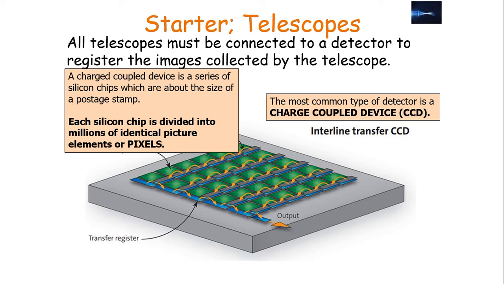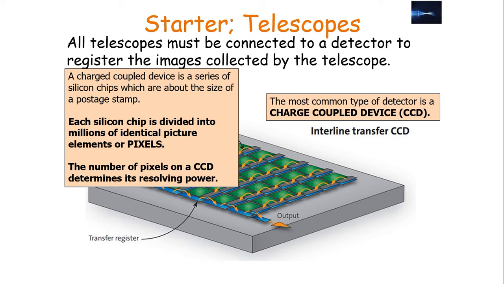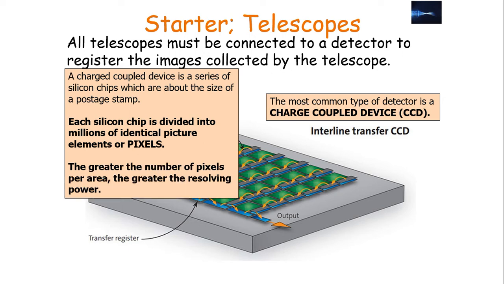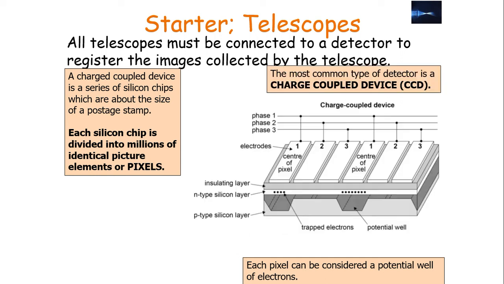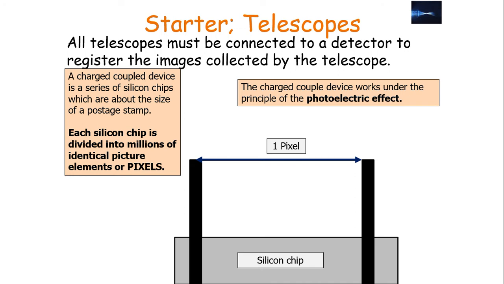You tend to find the standard CCD has 16 million pixels on its particular frame. Now, the number of pixels on a CCD determines its resolving power. The greater the number of pixels per area, the greater the resolving power. Now, each pixel can be considered a potential well of electrons. So this is a schematic diagram showing the electrodes acting in the pixel to maintain trapped electrons in a potential well. So the charge coupled device works via the principle of the photoelectric effect.